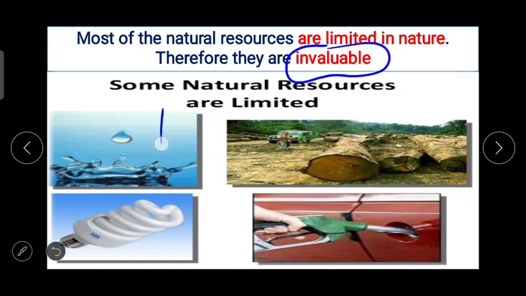For example, water or wood or the gas, natural gas which is available in nature. So these are the limited resources, and that is why they are invaluable. We have to pay for these things.